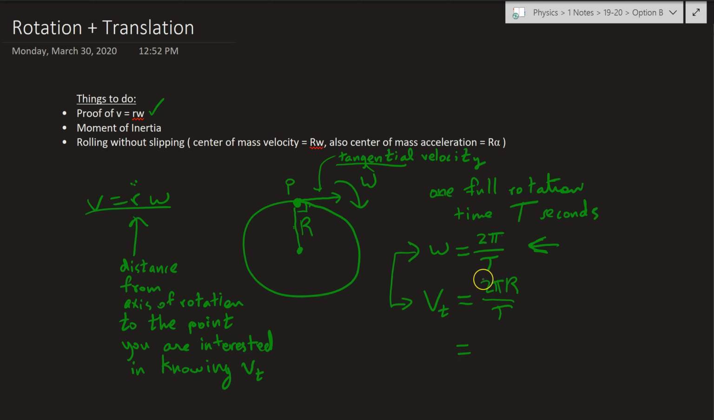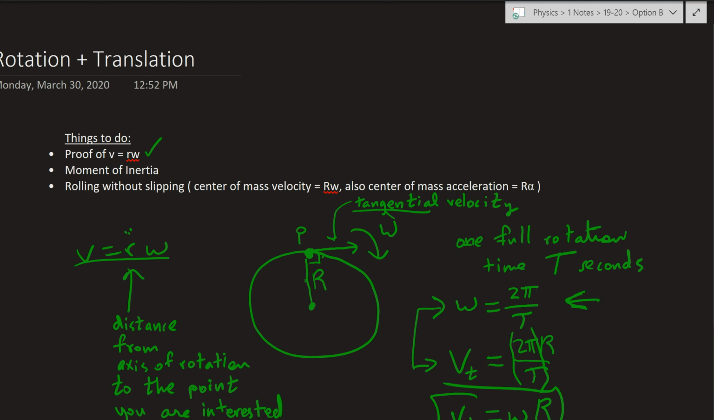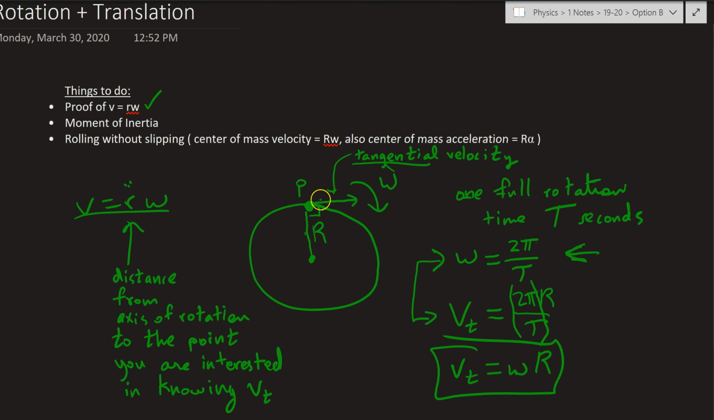in this equation. So I can replace 2 pi over t with omega, and I get tangential velocity of point P equals the angular velocity of the object times the distance between the axis of rotation and the point. So in this equation that I just derived, r is the radius of the object, but r doesn't have to be the radius of the object, because if the point that we were interested in wasn't on the edge, you would just use whatever distance you needed, not the radius of the object.